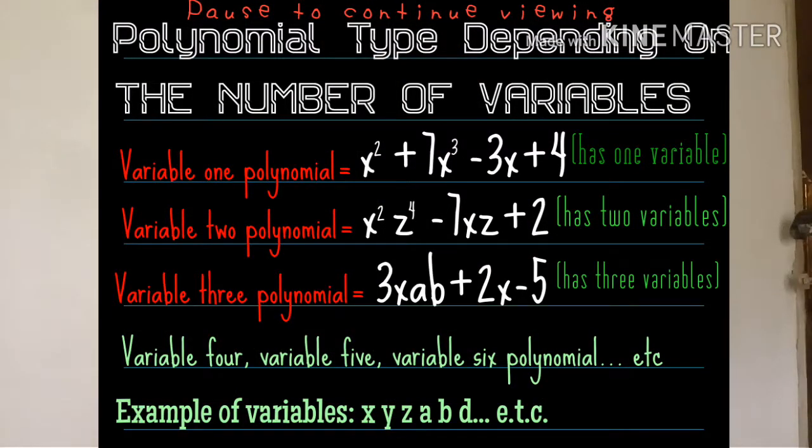There is a one variable polynomial, that has only one variable, like x, a, b, or c. There is a two variable polynomial, that has two variables, then three variable, four variable, five variable, like that. And there are also types based on their degree.